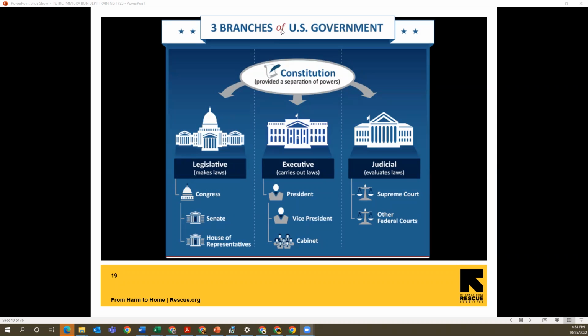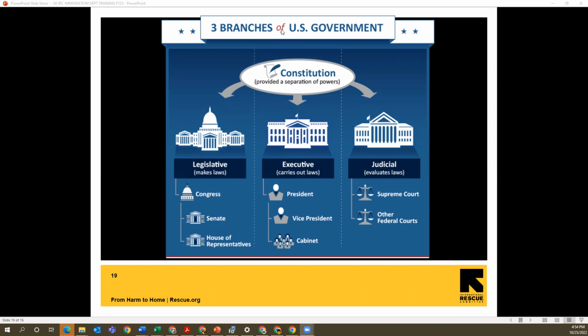Article 2 of the Constitution talks about the powers given to the executive branch. The executive branch carries out the laws. Usually when we think about the executive branch, we think about the president and the vice president, but there are many departments that the president appoints leaders for, and that is a big part of the federal government. And we're going to take a look at that in just a minute in one of the next slides.